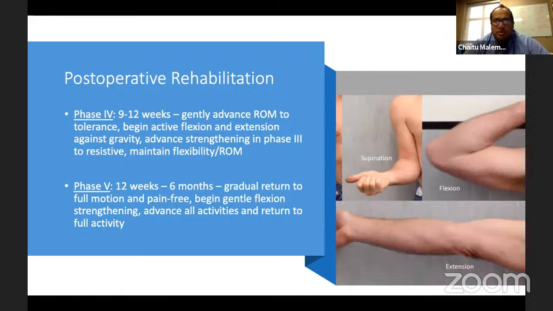and range of motion. And then phase 5 is 12 weeks to 6 months, gradual return to full motion and pain-free motion, begin gentle flexion and strengthening. And once there's full motion and strengthening, we can then advance to all activities and return to full activity.